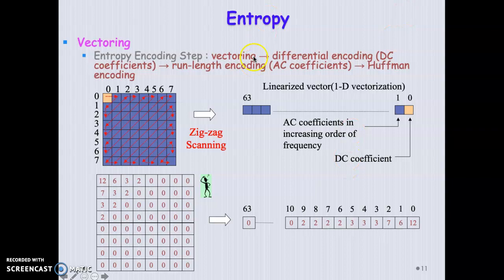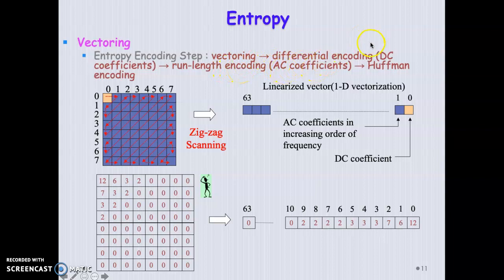Next step is entropy. Entropy will divide into 2. Vectoring: you will sort your 2D image into a 1D. So in the entropy encoding step, you will do the vectoring, you will do the differential encoding, and you will do the run length encoding for the AC.